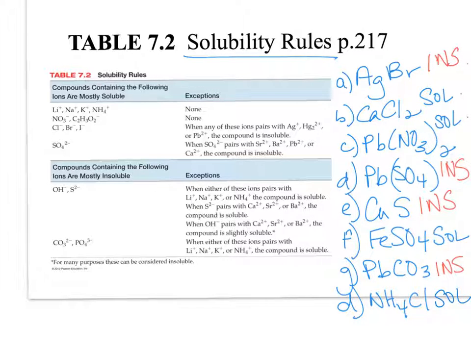So you will need to use the solubility rules in Table 7.2 on page 217 to identify whether an ionic compound is insoluble or soluble. And again, you're going to look for your ions in this list or this list, and then always refer to the exceptions to see if there are exceptions to that rule.